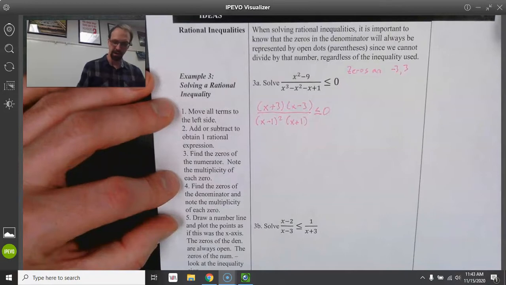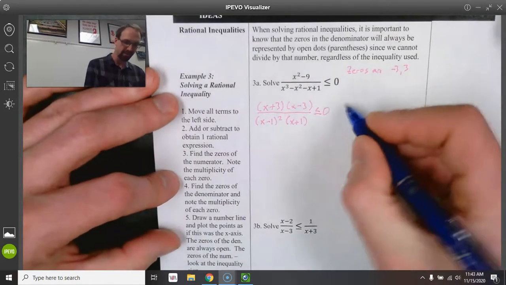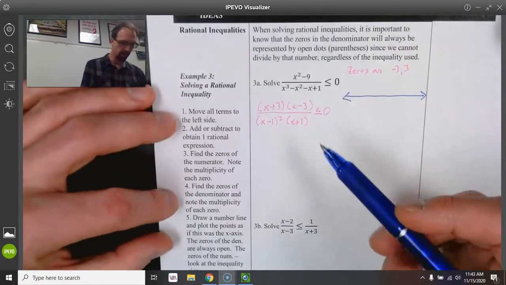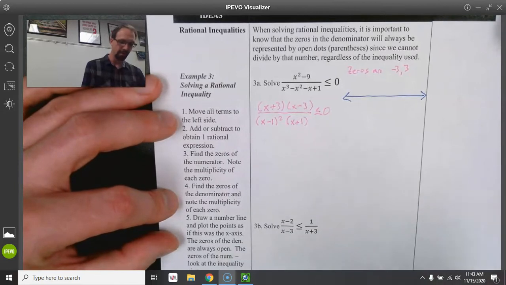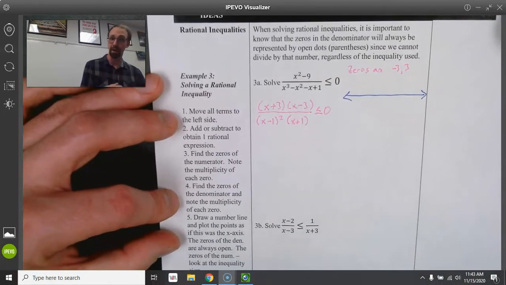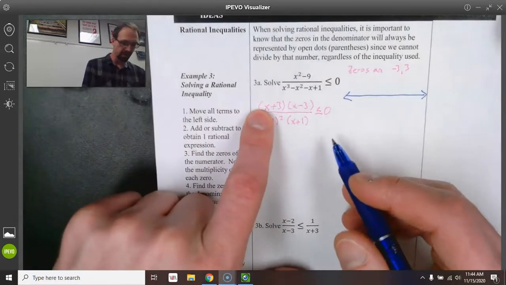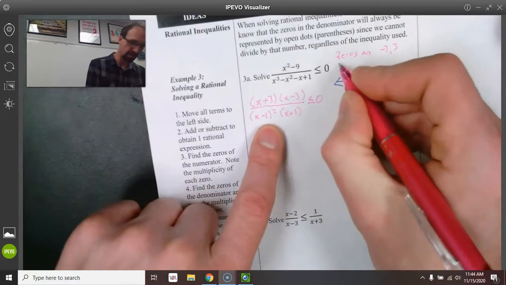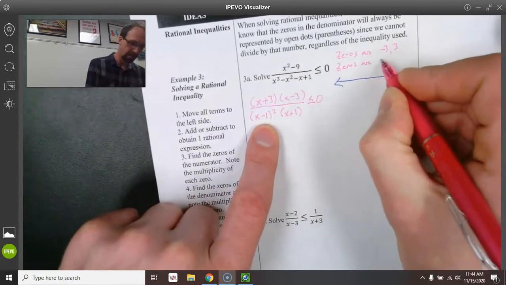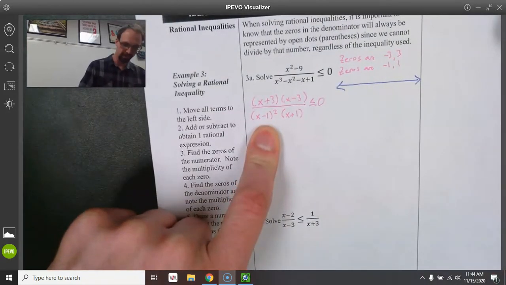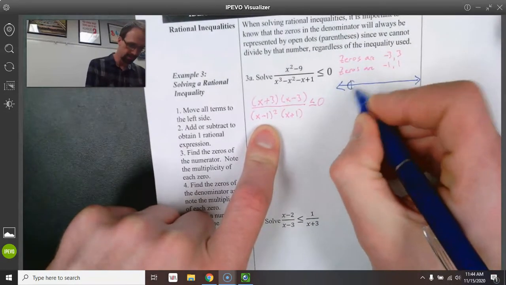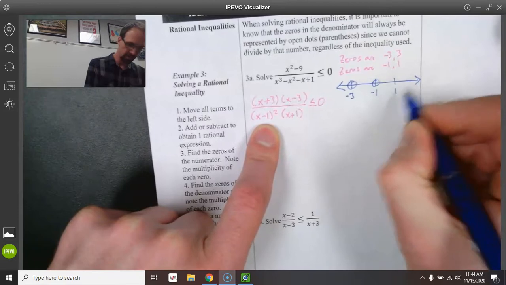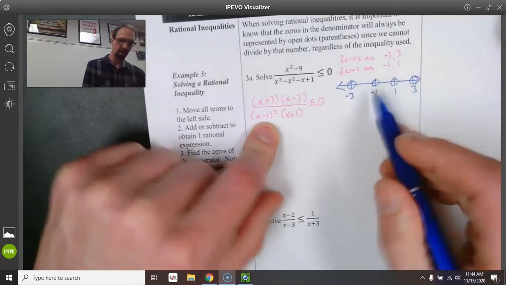The next part is drawing a number line as if this were the x-axis. So, number line, and then we're going to plot the points. And when we plot the zeros in the denominator, those are going to be open regardless of the sign. So here, I forgot to note my zeros in my denominator. The zeros of the denominator are -1 and 1. So here I have a 0 at -3, -1, 1, and 3. Notice I put them all open to begin with.